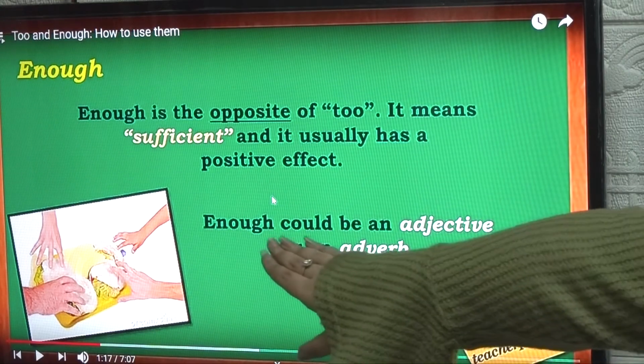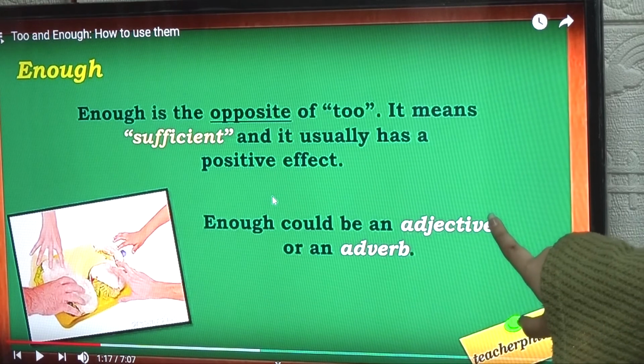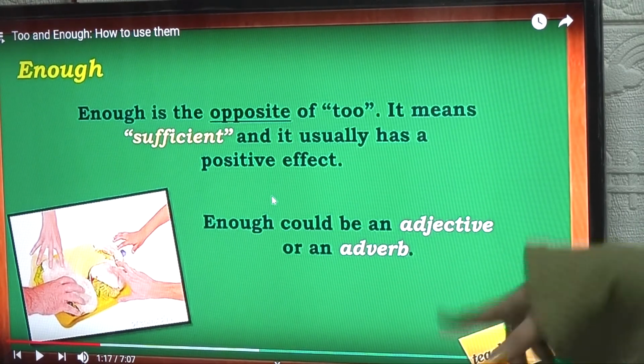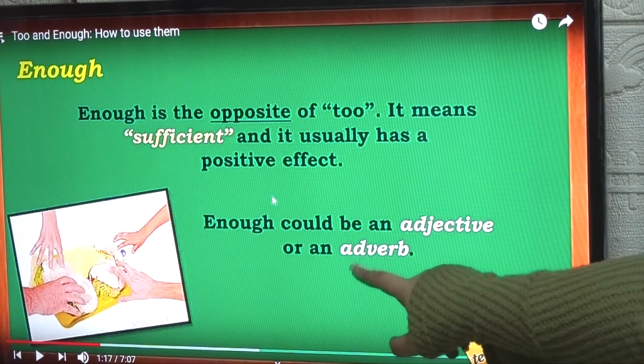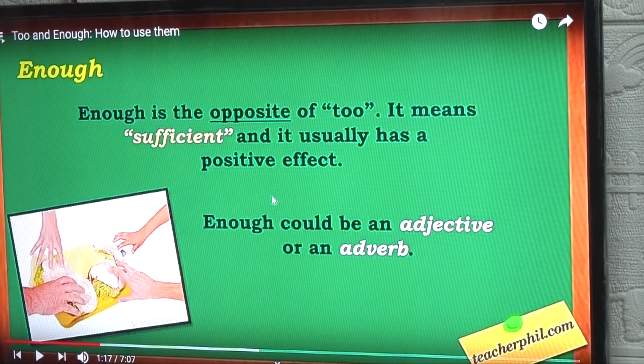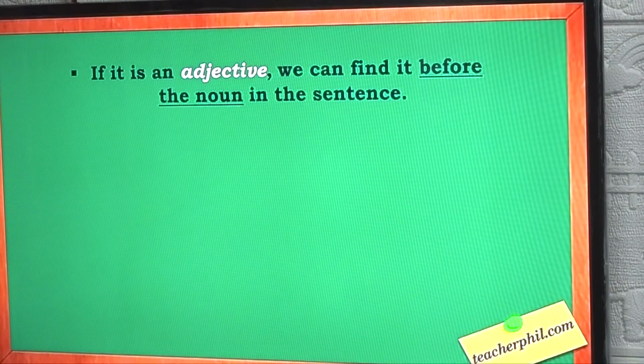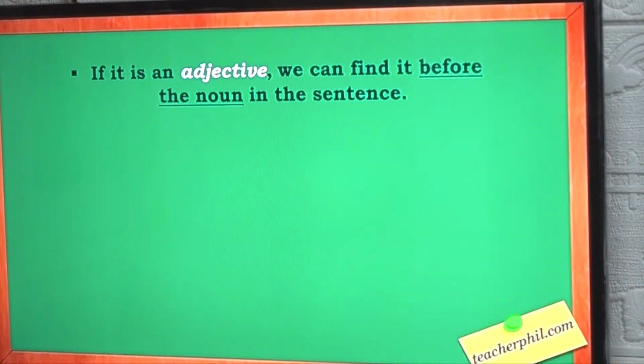So enough here can be an adjective and an adverb. You may write down in your book: it can be ADJ, adjective, or ADV, adverb. It's okay, I'll let you know later. Don't worry, there's a table for it. If it is an adjective, we can find it before the noun in the sentence.